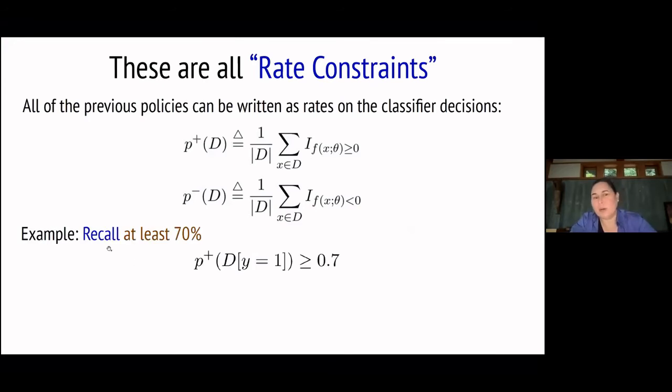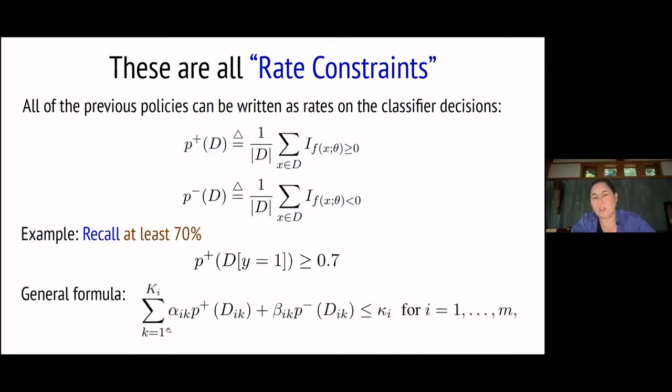So for example, if you wanted the recall to be at least 70%, that's a constraint that says the positive rate on the data set where the training examples were labeled 1, that is the model's positive rate on things that truly were positive, should be greater than or equal to 0.7. And so you can see that you end up with these constraints that have these sums of indicators in them.